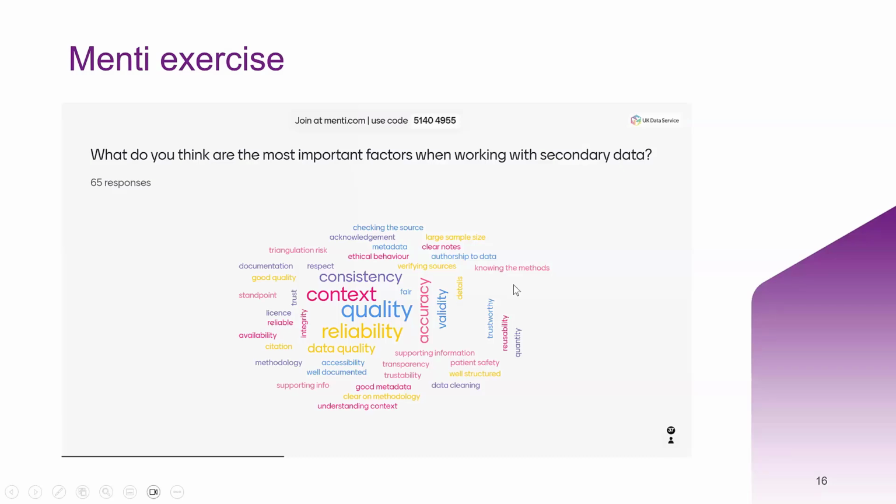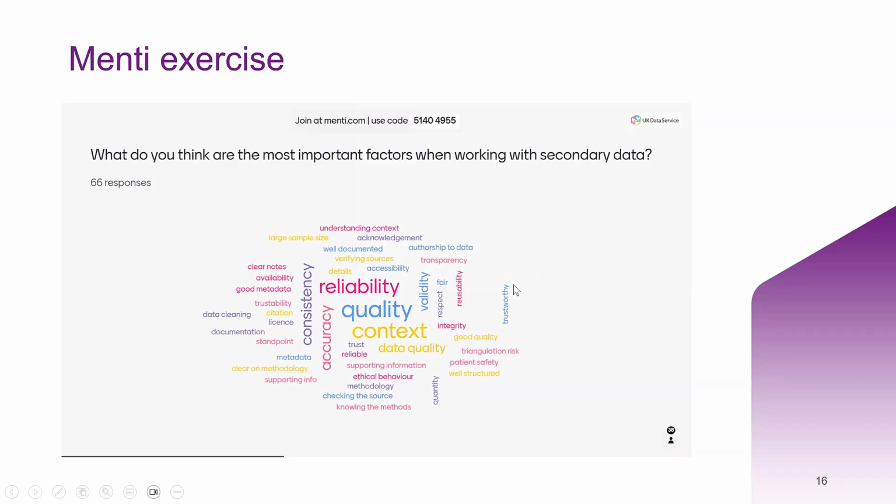And this is why we're talking about data sharing strategies as well. How do we share the data to ensure that secondary researchers use it ethically as well? Respect, triangulation risk, checking the source, large sample size. Yes, some research might need really large sample sizes. Some research might actually not need that large of a sample size, and this is why it's important to share as much data as possible.